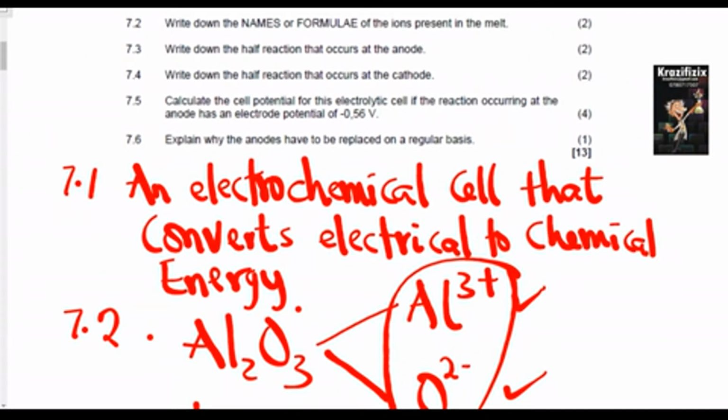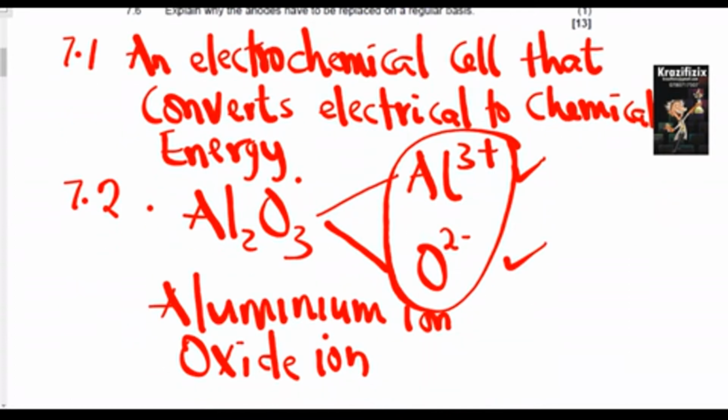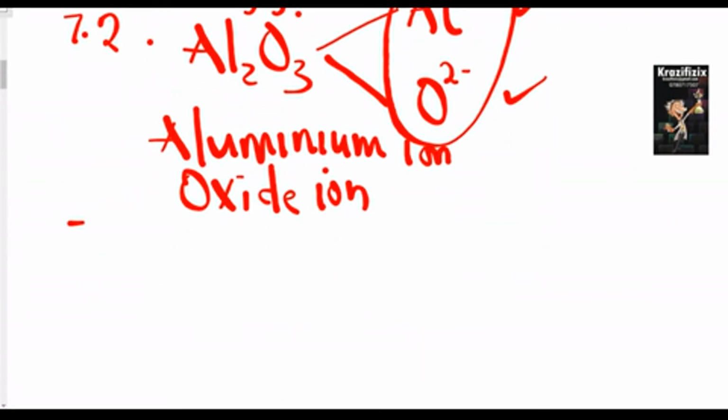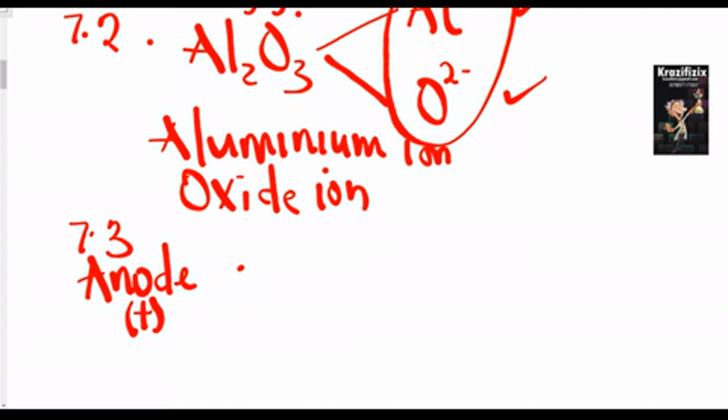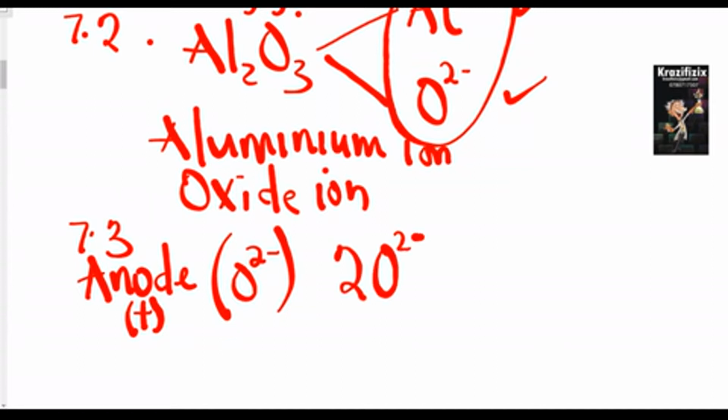7.3, write down the half reaction that occurs at the anode. If you go back to our video session, we actually did all this. At the anode, what will help you first? The anode is the positive. So what you have coming to the anode is your oxide ion, which will now be oxidized. So our half cell reaction would be, if you go to the table, you would find your oxide ion, and that is just as simple as that. You get yourself your 2 marks right there.